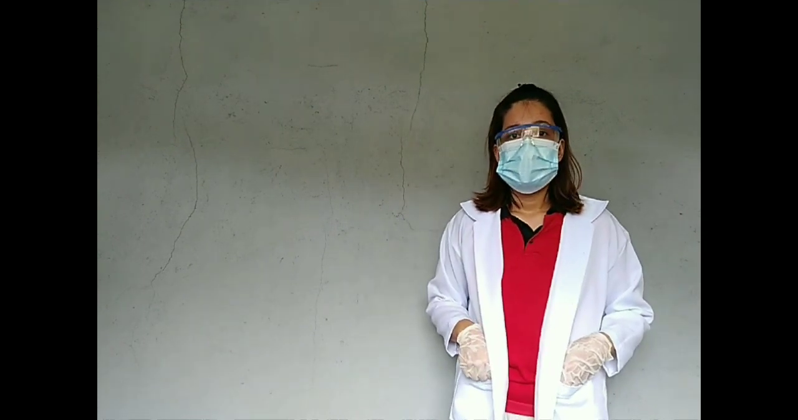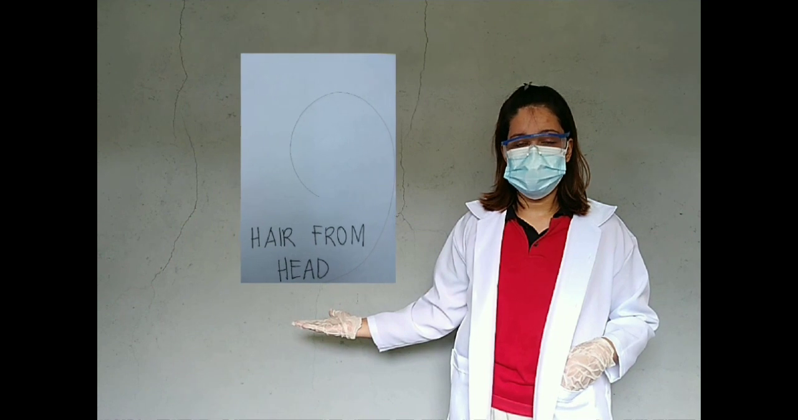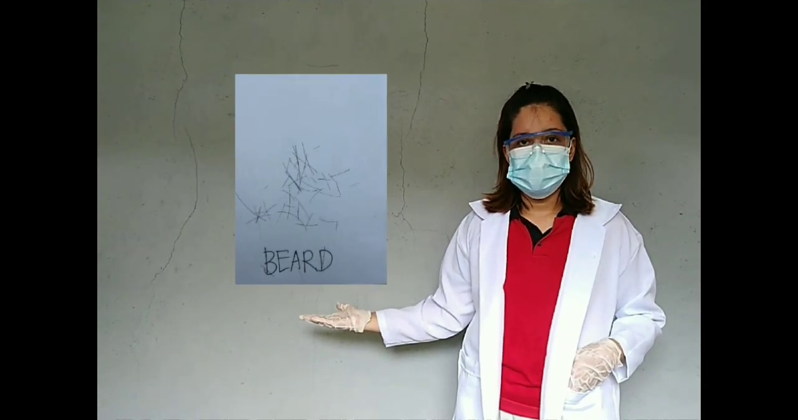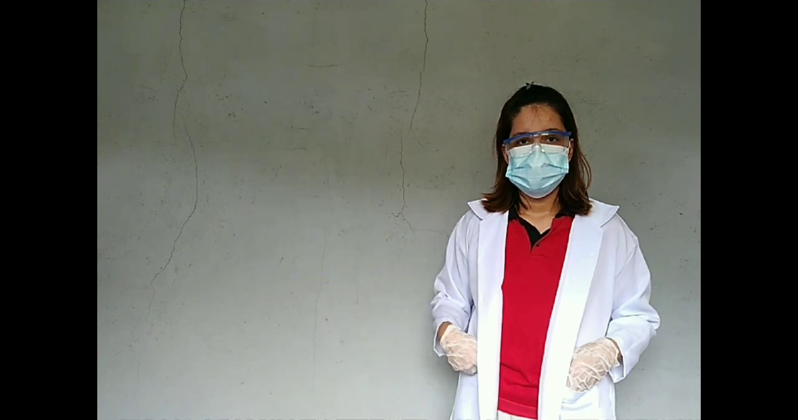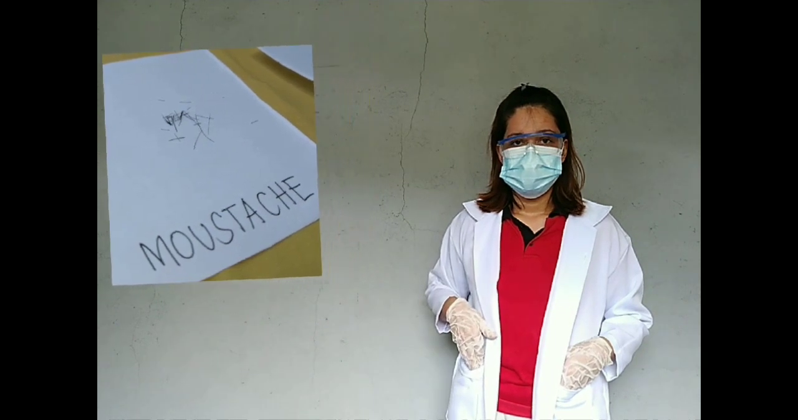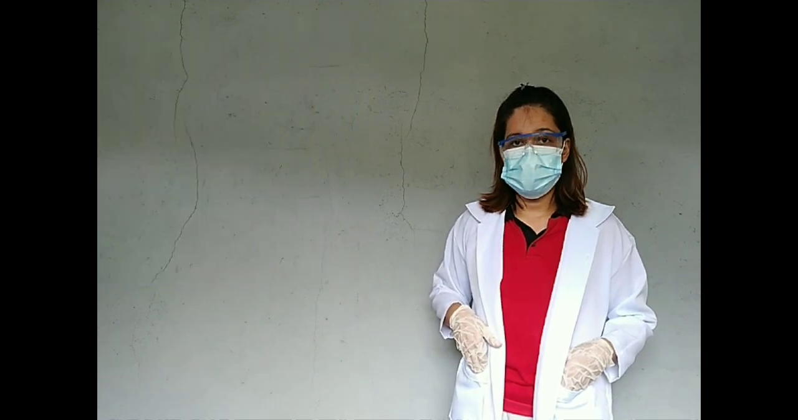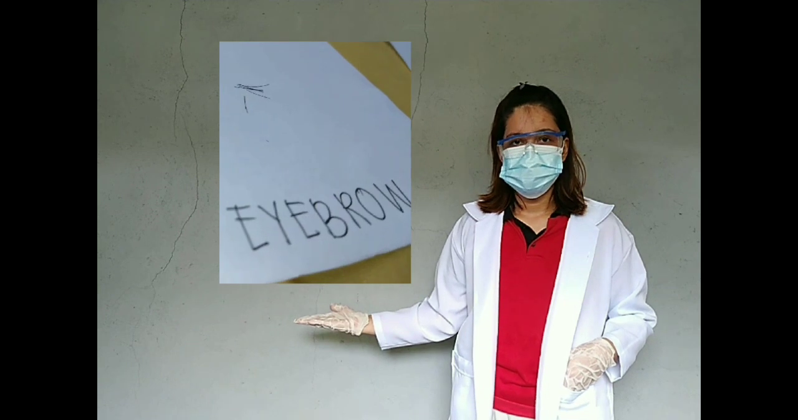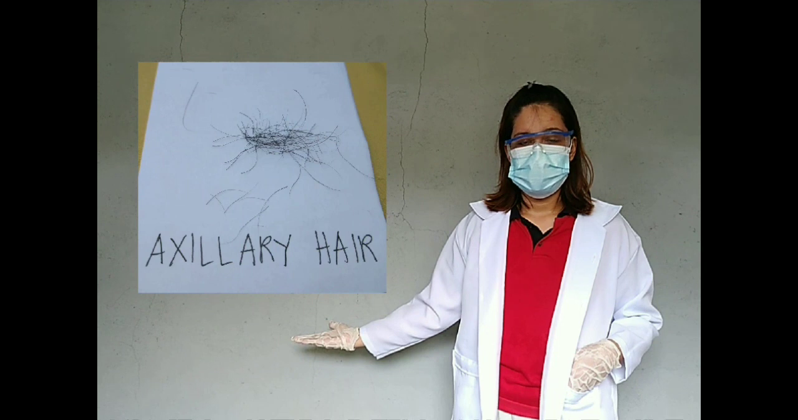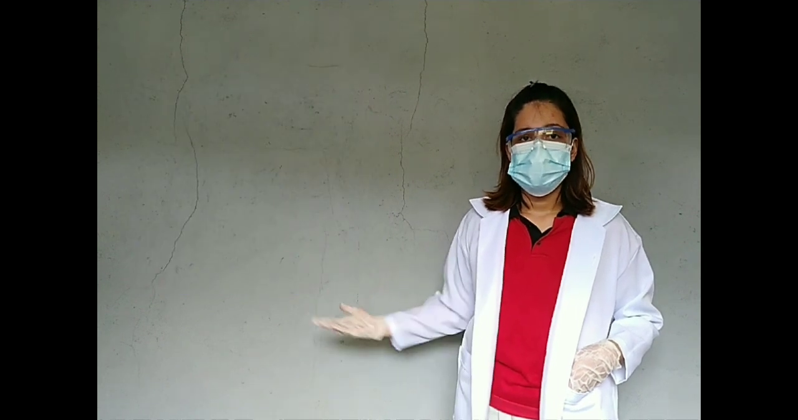Now we are moving on to the hair from different parts of the body. We have here the hair from the scalp or head, and we also have here the beard. The next one is the mustache, and we also have here the eyebrow, the limb hair, the axillary hair, and the last one is the pubic hair.